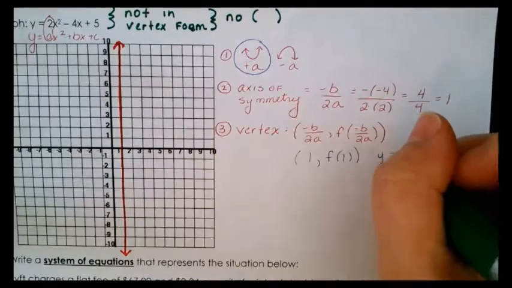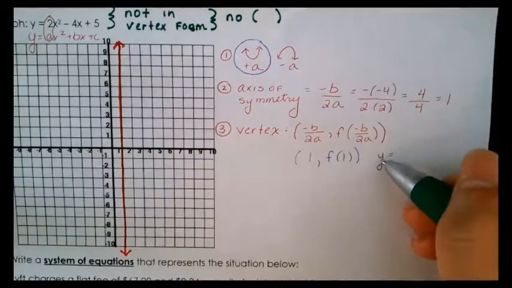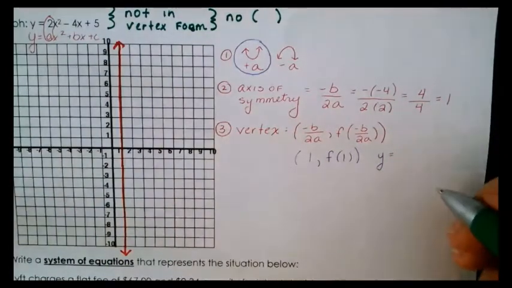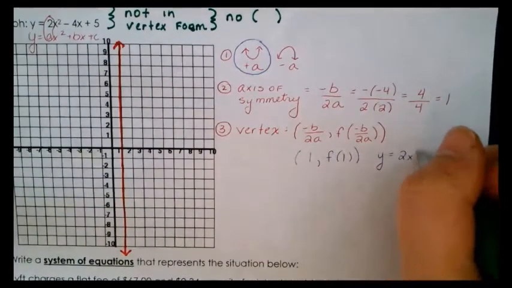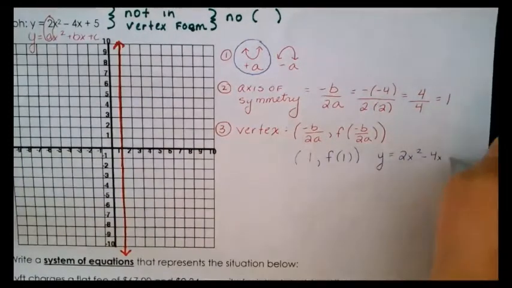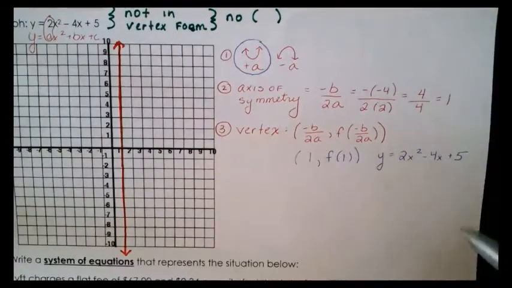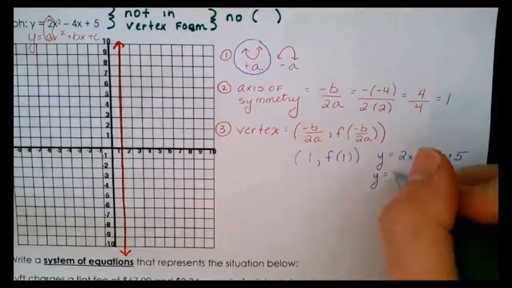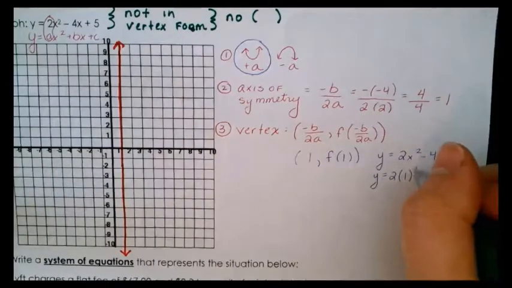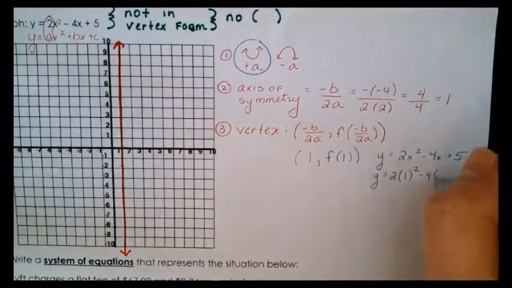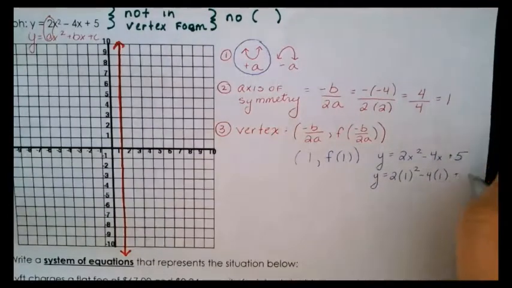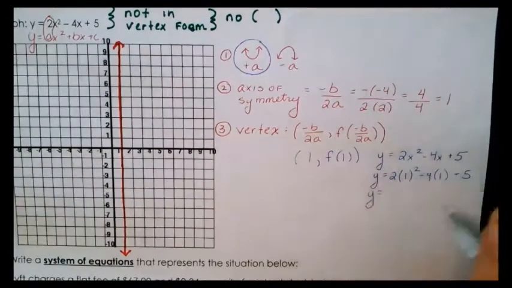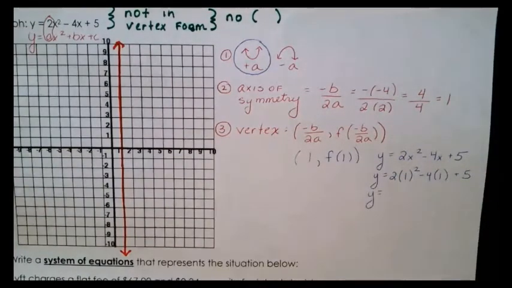So y equals, we can also have this written as f of x. You know, sometimes we see y, sometimes we see f of x. So y equals 2x squared minus 4x plus 5. Let's plug in 1 into all of the x values to see what we get. y equals 2 parentheses 1 squared minus 4 times 1 plus 5. Simplify it. 1 squared, well, 1 times 1 is still 1.